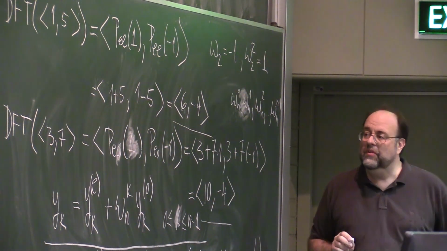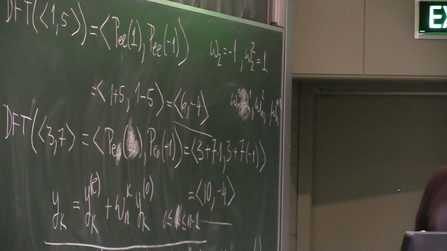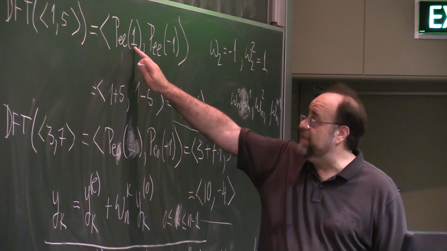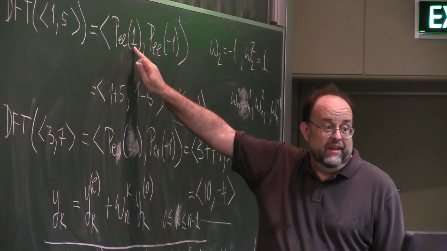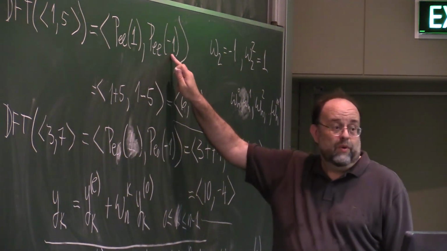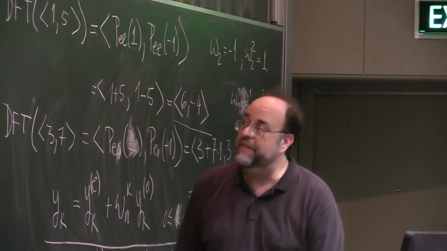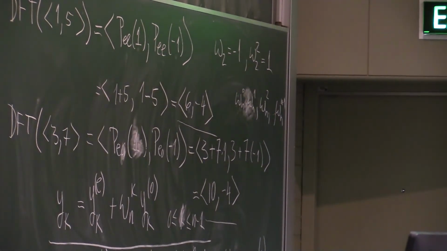So in your expansion there, P even of 1. Yes. So that's minus 1 to the power 0, and this is minus 1 to the power 1. Right, so what is this? Let's write it down.